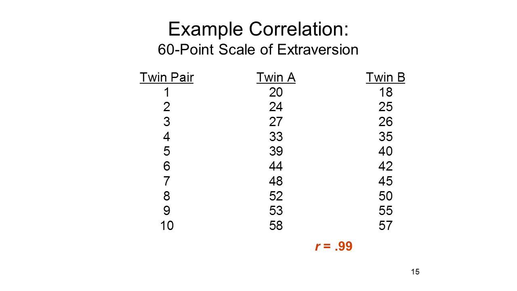Imagine that we had a set of 10 twins, 20 individuals, and we administered a 60-point scale of extroversion and simply determined their scores. You can see just by inspection that there's a high degree of correspondence between the scores of one individual and the score of his or her twin. It's not perfect, but in general, individuals with low scores have twins with low scores. Individuals with high scores have twins with high scores. In fact, if you calculate the correlation, it is almost but not quite perfect, a correlation of 0.99.